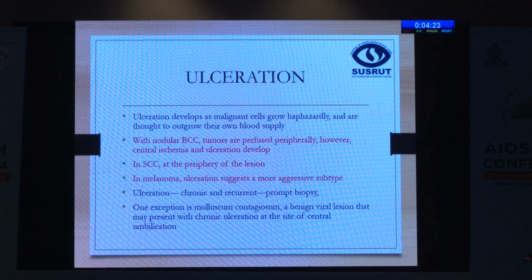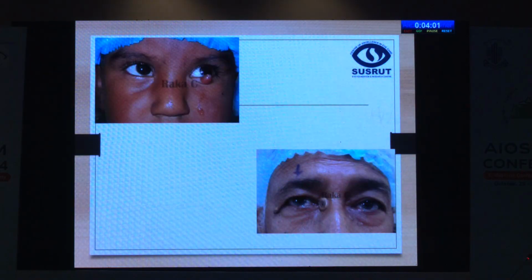Now, ulceration develops as the malignant cells grow haphazardly and are thought to outgrow their own blood supply. With a nodular basal cell carcinoma, the tumors are perfused peripherally, so there is central ischemia and ulceration, whereas in squamous cell carcinoma, it is at the periphery of the lesion. In melanoma, ulceration suggests a more aggressive subtype.